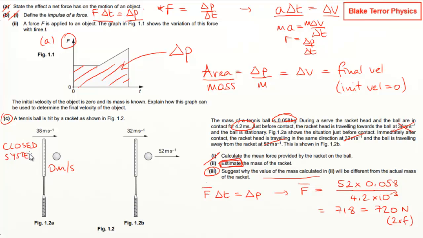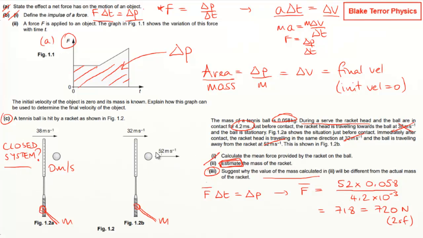So is this a closed system? Well, they're saying here that during a serve, the racket head and the ball are in contact for this 4.2 milliseconds. Well, this isn't a closed system, actually, is it? Because you've got someone who's holding the racket. So there is another object, i.e. the tennis player, who is applying a force to the system. He's applying a lot of mass to the system as well. So this isn't a closed system that we've got going on here.